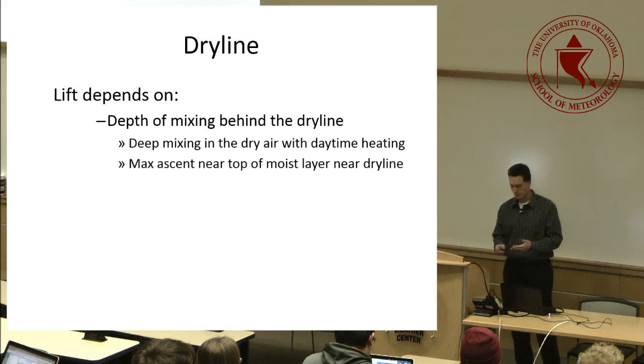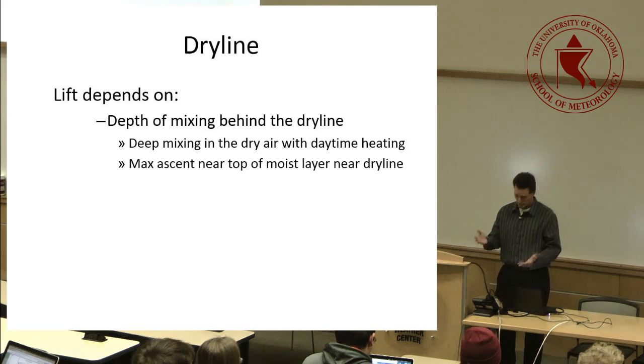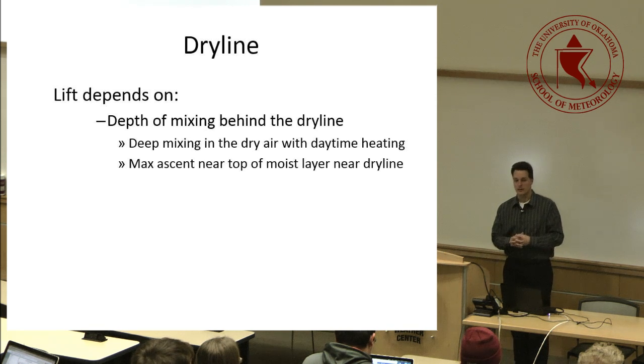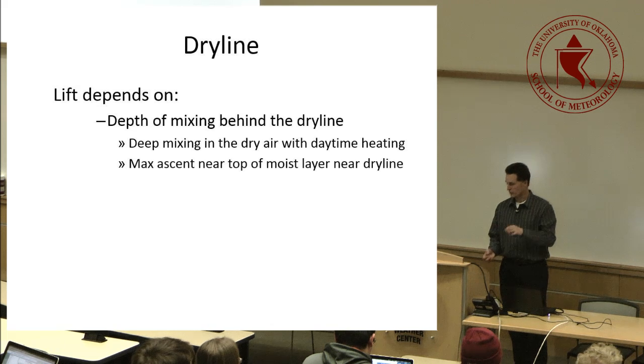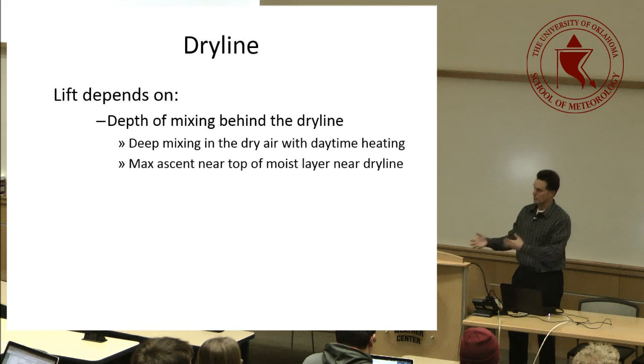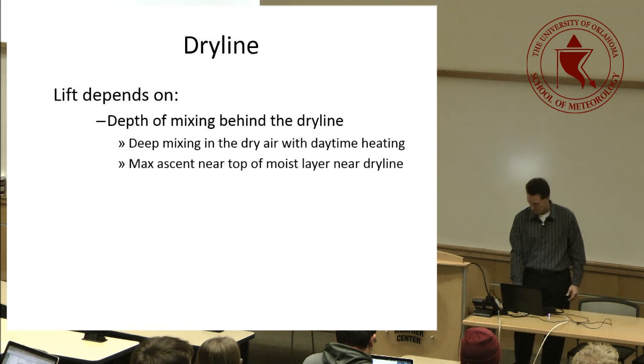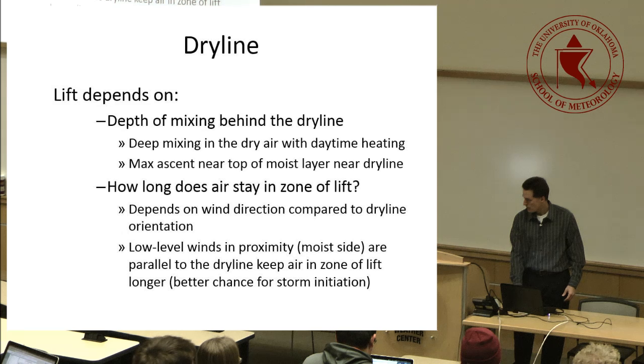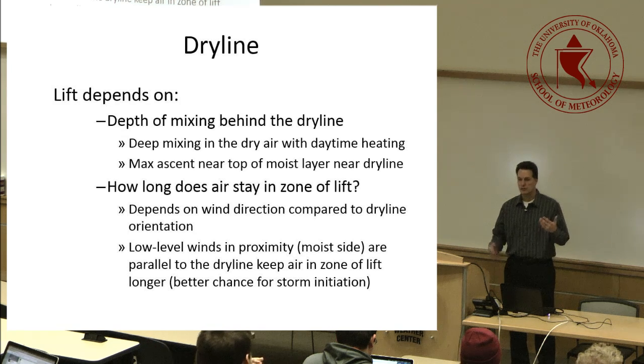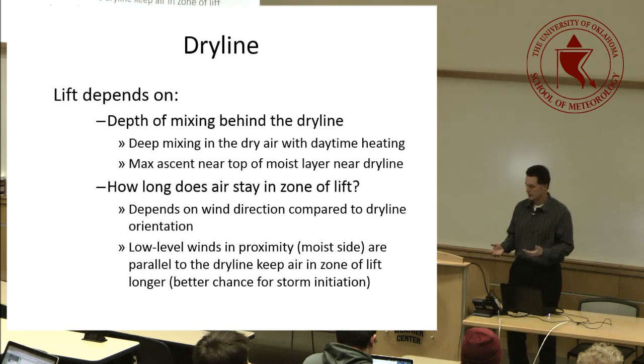So there have been some field studies that suggest that the depth of the entire dry line circulation is about the same as the depth of the mixed layer west of the dry line. Whereas the strongest part of the circulation is near the top of the moist layer east of the dry line. So somewhere you have to look at those heights in the vertical and compare it to the moist side soundings to see if initiation is likely. The other question, how long does the air stay in the zone of ascent? I mean, this is critical.